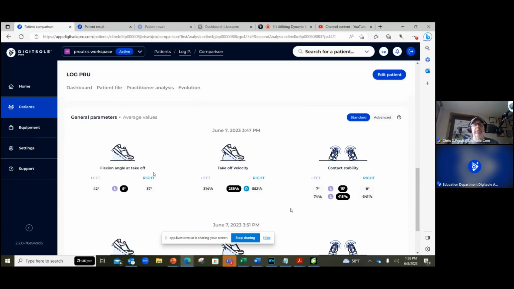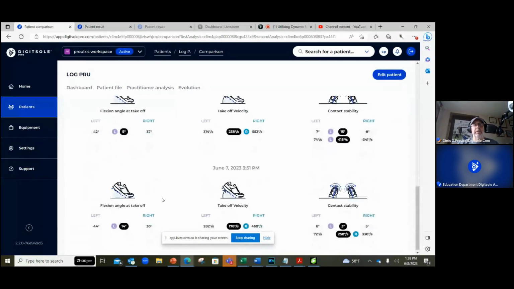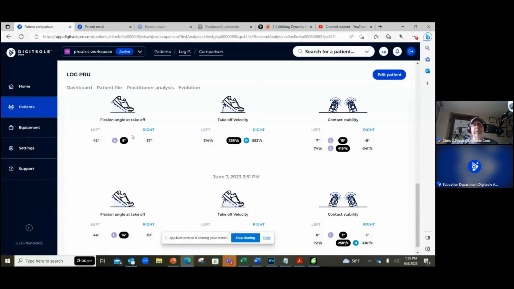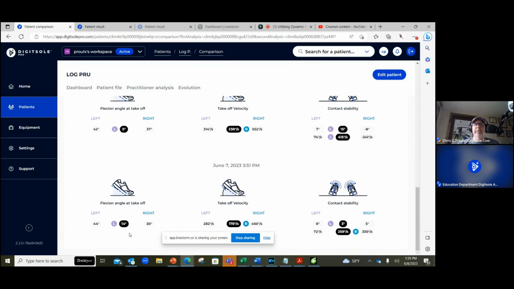Well, here's what we notice. We already see some potential differences as we look at the flexion angle on takeoff. So he was at 37 degrees and 42. Here he's at 44 and 30. So he reduced that, or excuse me, slightly less delta here. So one of the things that also happens when you increase a stress load is it can help to tease out some of those potential differences and problems.